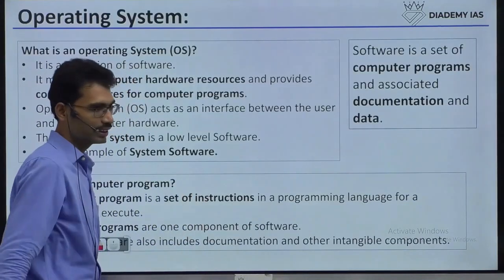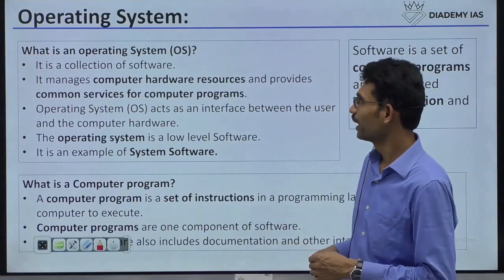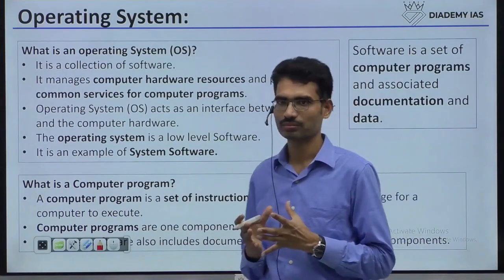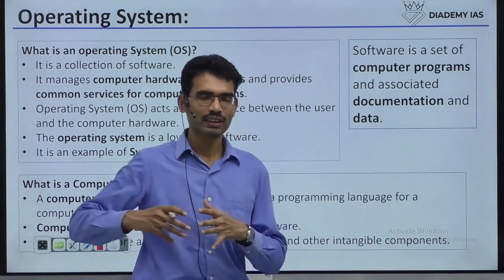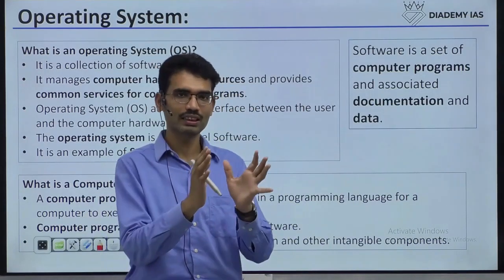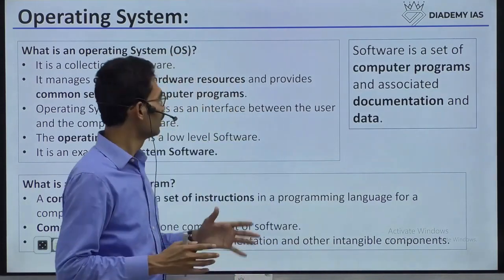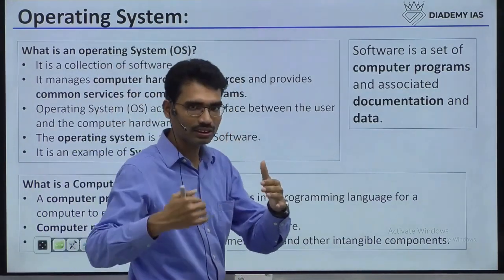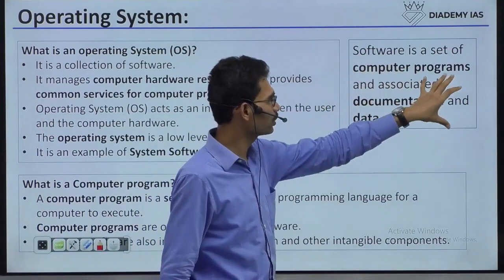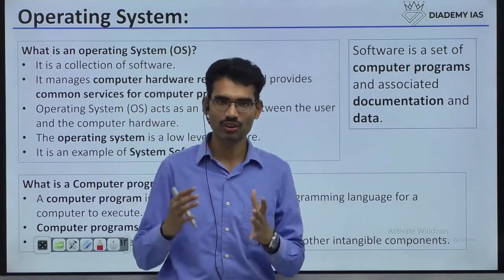Now, if we see the definition, what is an operating system? In simple terms, it is a collection of software. In yesterday's class, we saw the difference between hardware and software. Hardware is what we can see and touch, whereas software we cannot touch. That is a set of instructions, a set of programs. So software is a set of computer programs and associated documentation and data, collectively called one software.